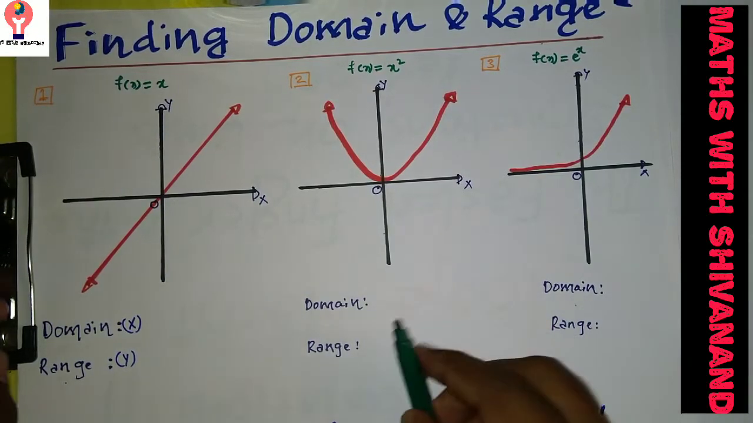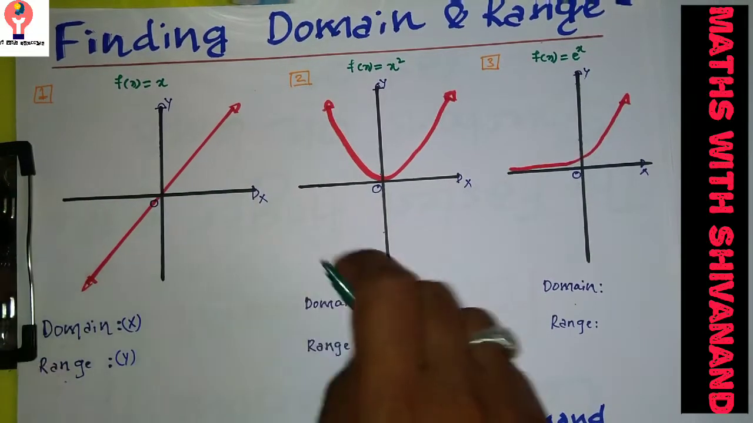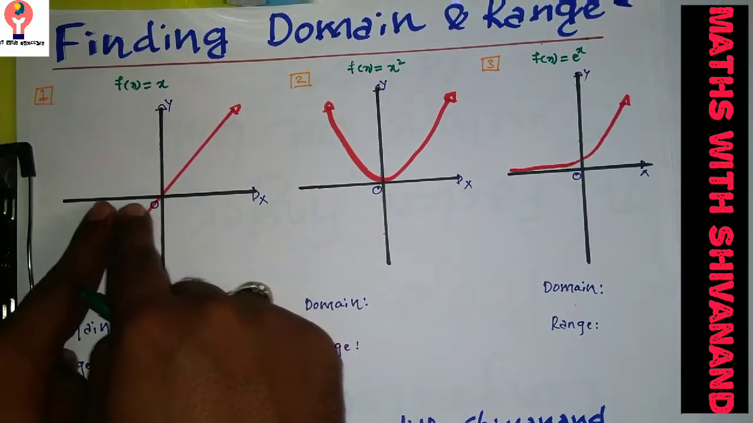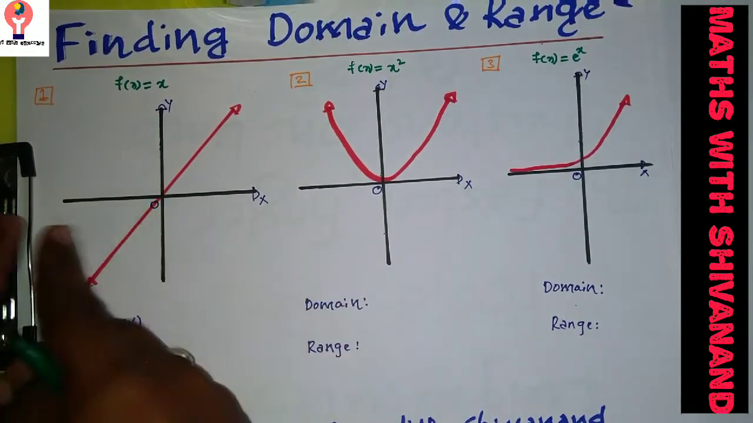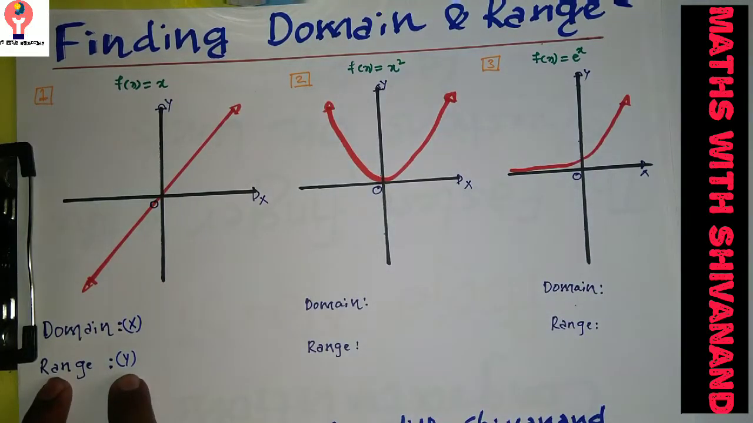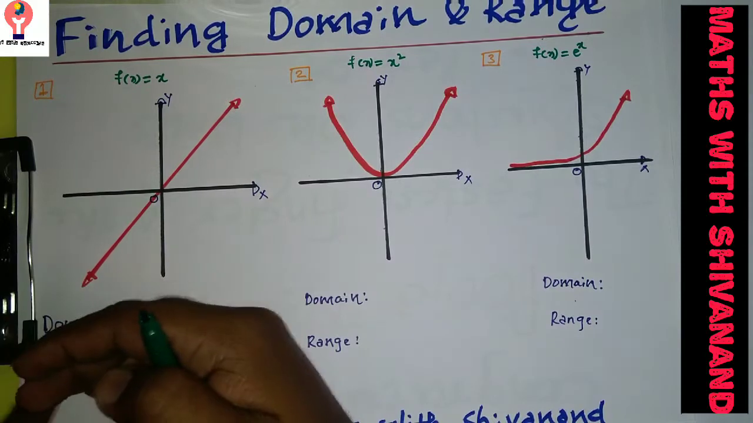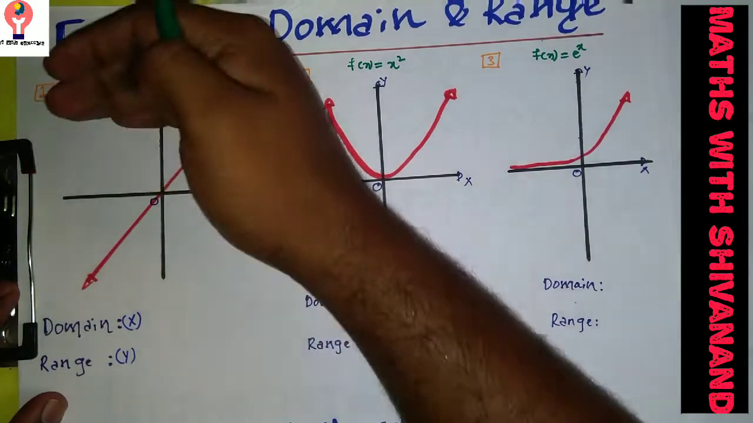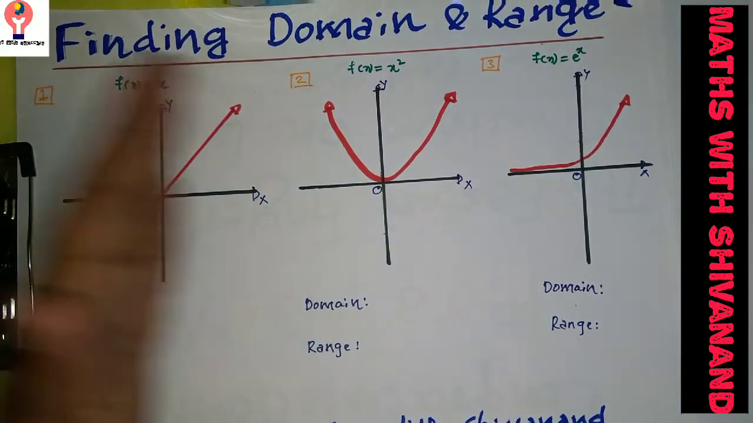How do we check domain and range? See graph number 1. Domain is the set of all possible values of x, so while calculating domain you check along the x-axis, and see how your graph is moving across the x-axis. While checking range, which is the set of all possible values of y, you check from bottom to top along the y-axis. While calculating domain, you check from left to right.